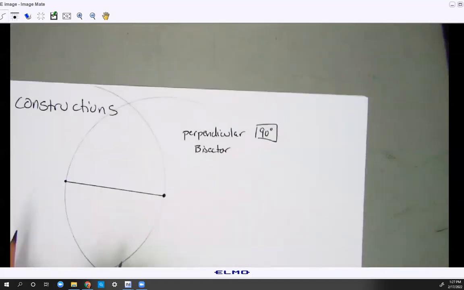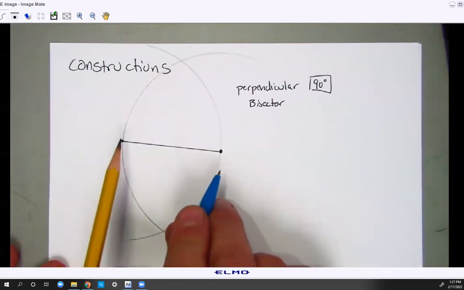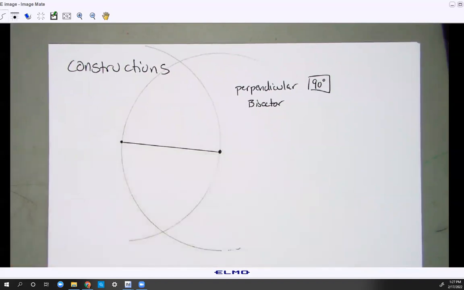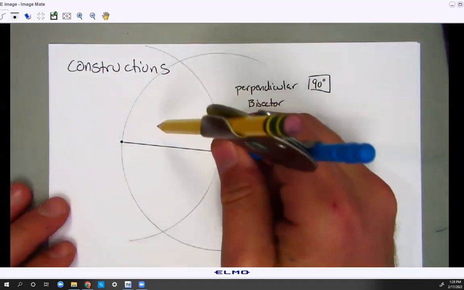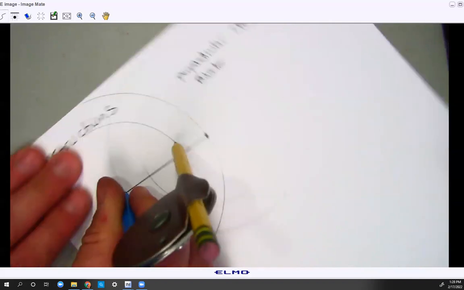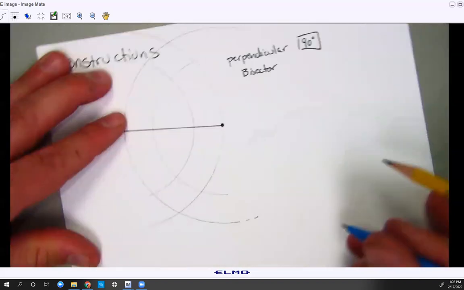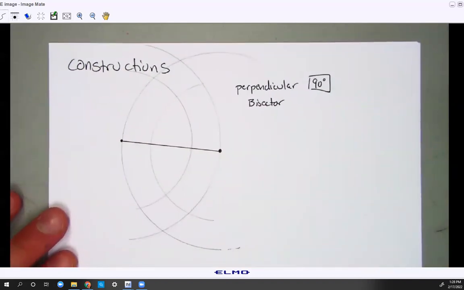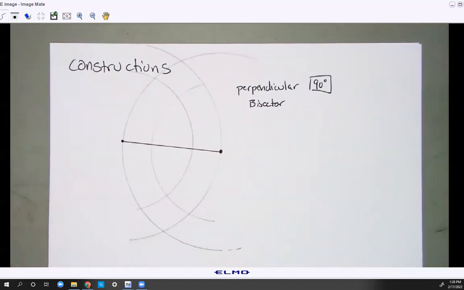I did not intend for my compass setting to be the same width as my starting line, and that doesn't have to happen. If you had maybe made it a little smaller, then your circles would be a little bit smaller. That would have been acceptable. If you had made it larger, I think we probably would have gone off my page. And so it doesn't really matter how big the compass is.